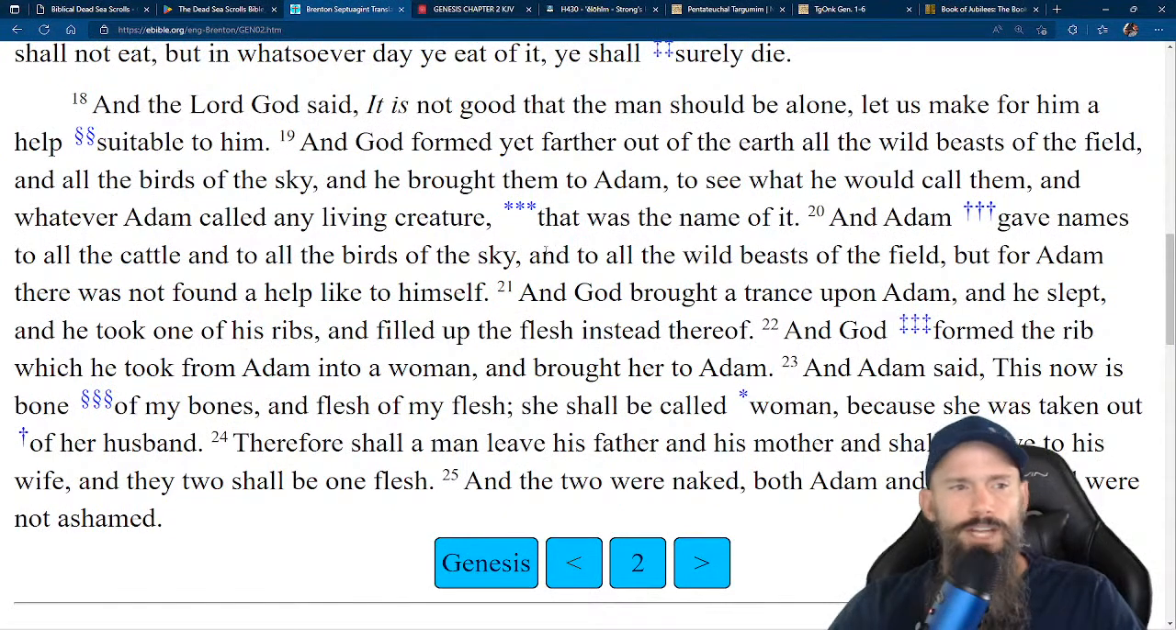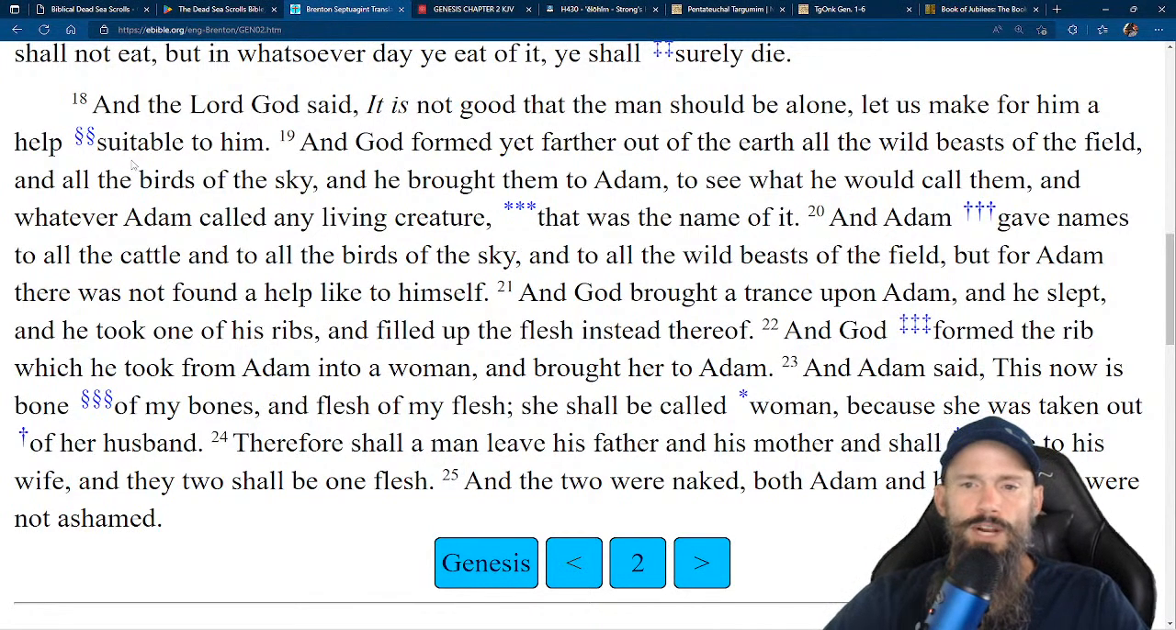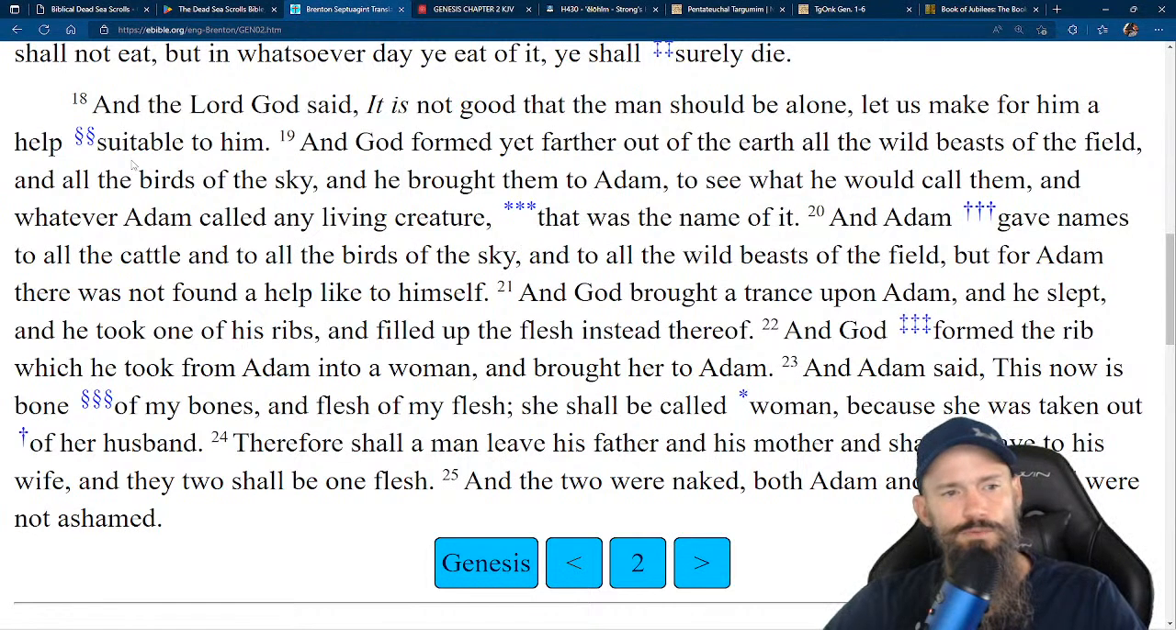And Adam gave names to all the cattle and to all the birds of the sky and to all the wild beasts of the field. But for Adam there was not found a help like to himself. And Yahuwah brought a trance upon Adam, and he slept. And he took one of his ribs and filled up the flesh instead thereof. And Yahuwah formed the rib which he took from Adam into a woman, and brought her to Adam.